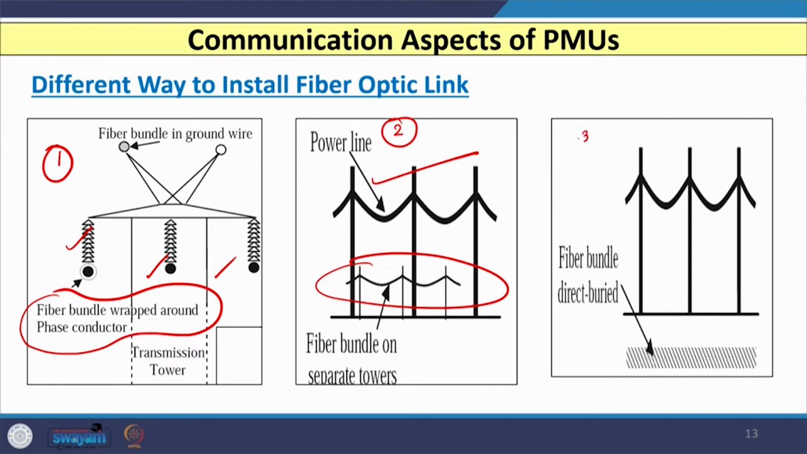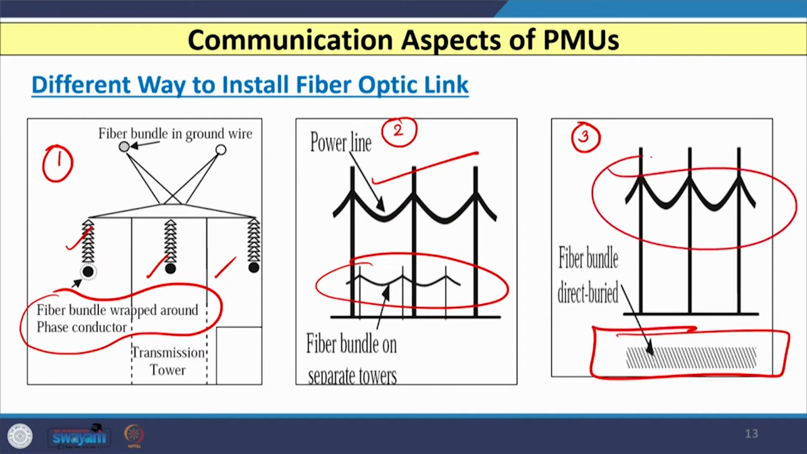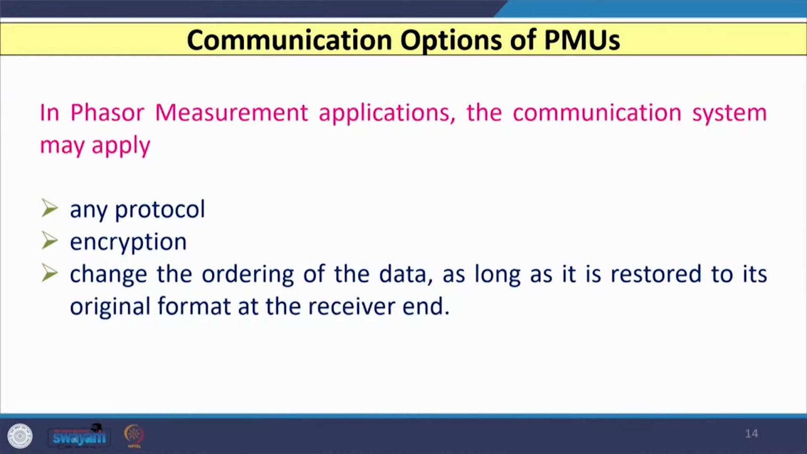And the third possibility is that the fiber bundles are buried inside the ground, and the conventional phase conductors are carried by the towers. So, with any of these ways we can install the fiber optic cable and communicate whatever information we want to communicate. Now, in phasor measurement applications, the communication system may apply any protocol.